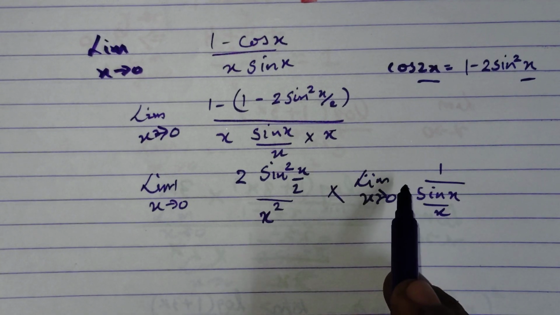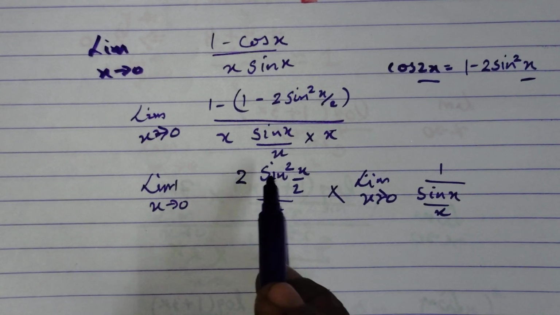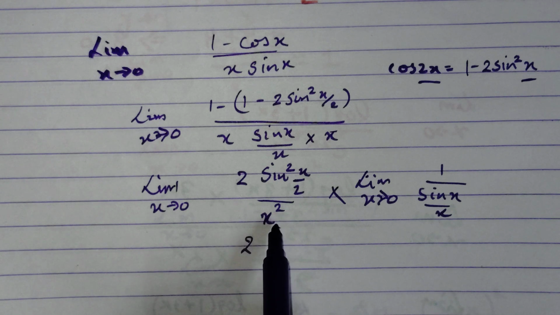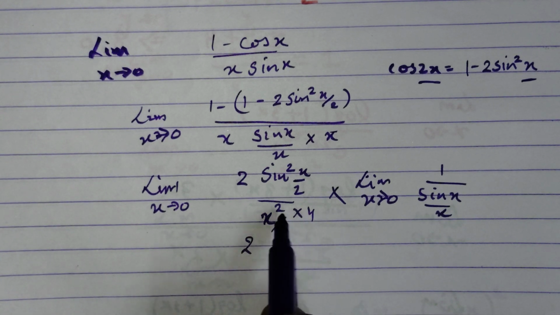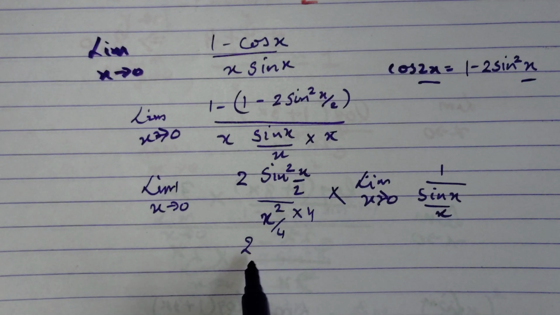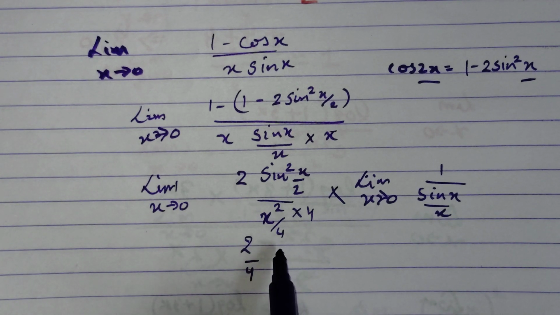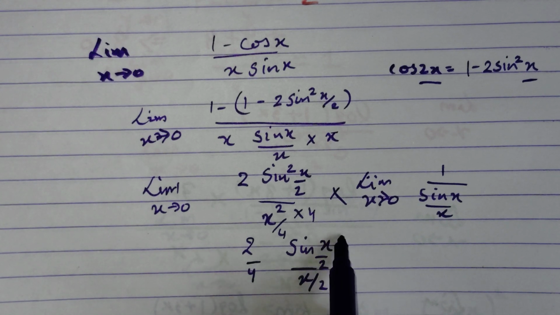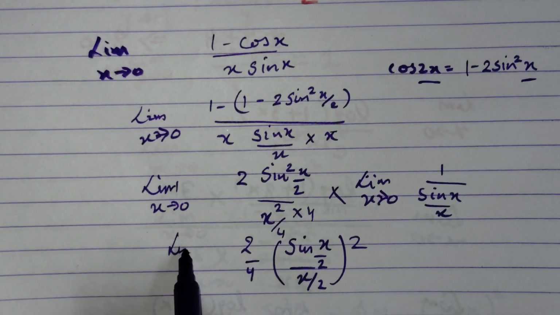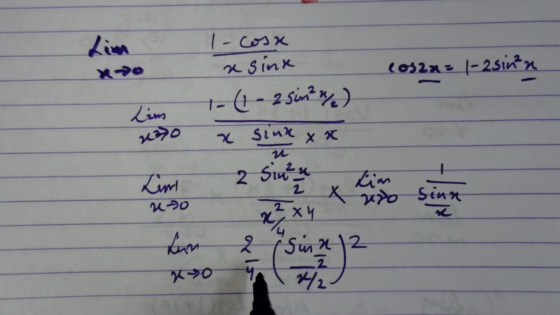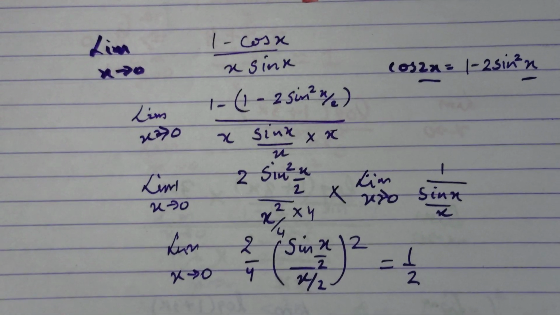So this becomes 1, and now this first term we solve. Divide by 4 and multiply by 4, so it becomes (x/2) whole square. In the numerator and denominator we can write 2 by 4, so it is nothing but (sin(x/2)/(x/2)) whole square, and limit x tends to 0. So its identity becomes 1. So 2 by 4, which means 1 by 2, is the final answer after cancelling out.